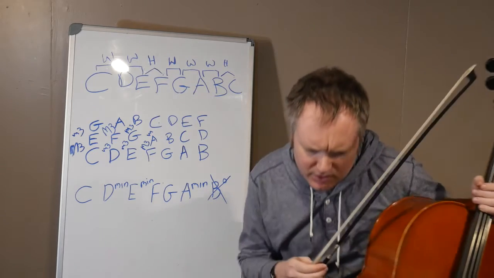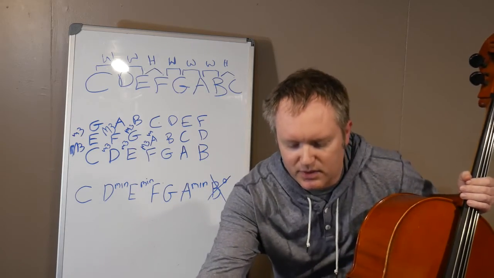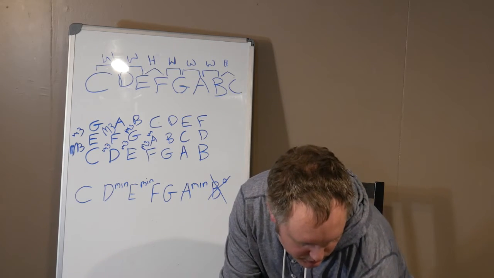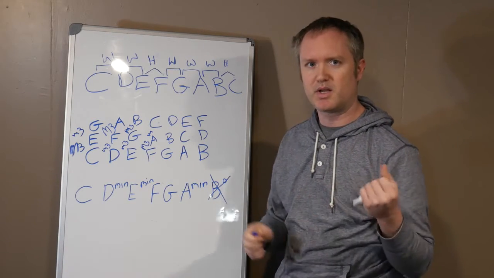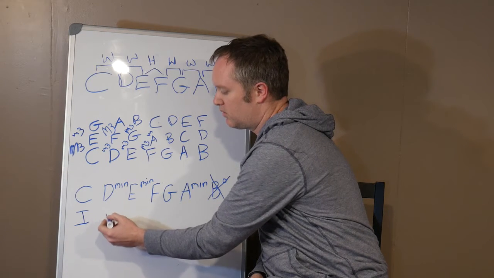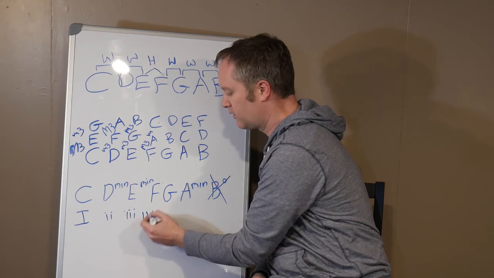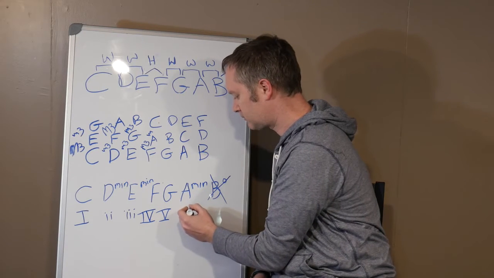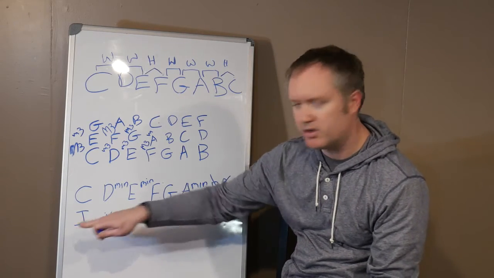Okay, so a lot of times in order to change keys we'll use the number system. Just to remind you, a lot of times musicians will number the chords, which actually makes it easier. So we call this the 1 chord, the 2 chord, the 3 chord, the 4 chord, the 5 chord, and the 6 chord. And notice that if it's minor, I made it lowercase, and if it's major, it's uppercase.